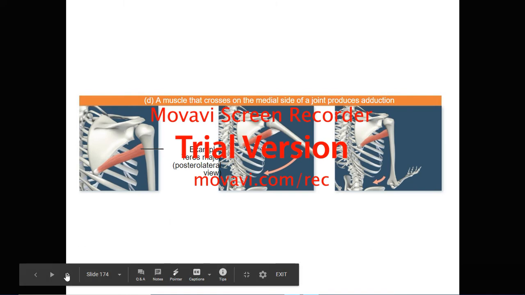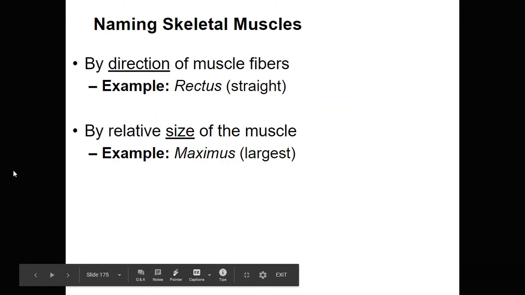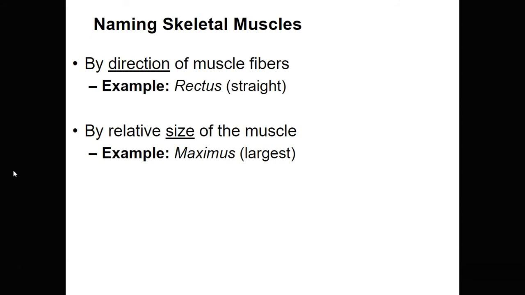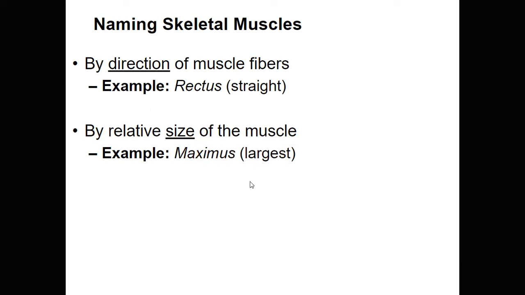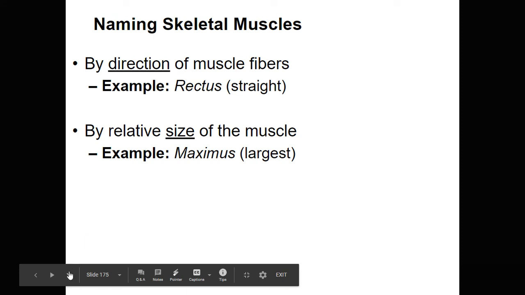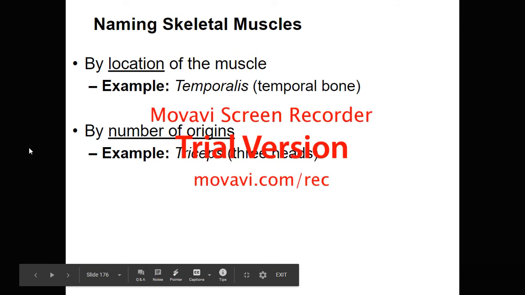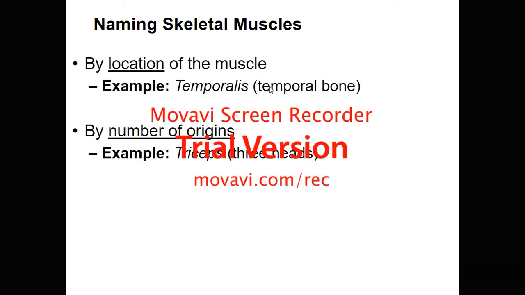All right, so how they name skeletal muscles. They name them in different ways, but their name gives you a clue to what they do. So they can name them by the direction of muscle fibers. For example, rectus is straight. By the relative size of the muscle, maximus is largest. By the location of the muscle, temporalis, the temporal bone. By the number of origins, triceps has 3 heads.